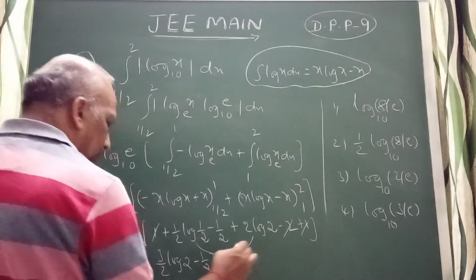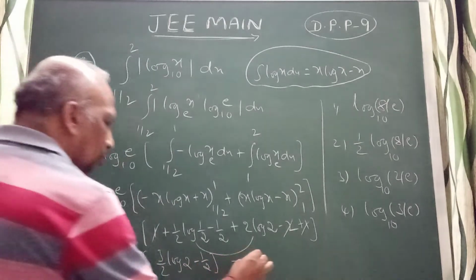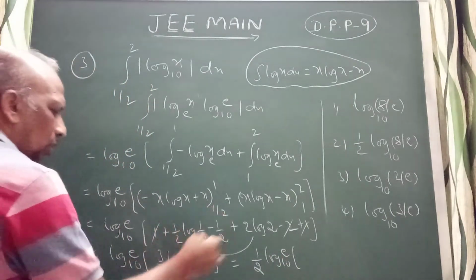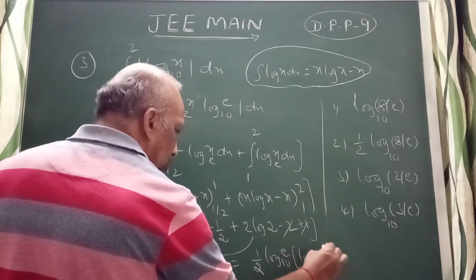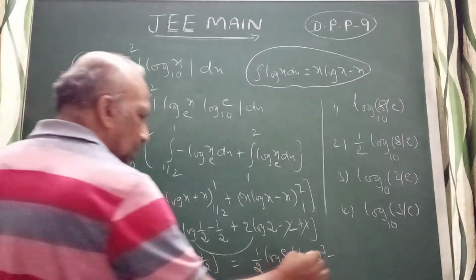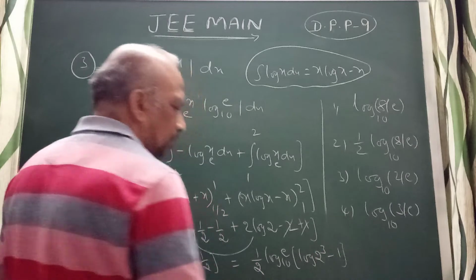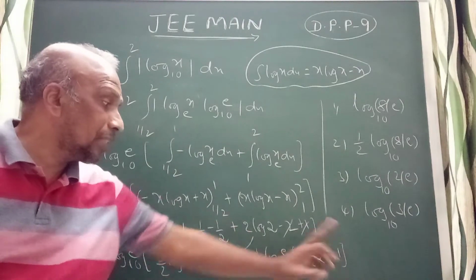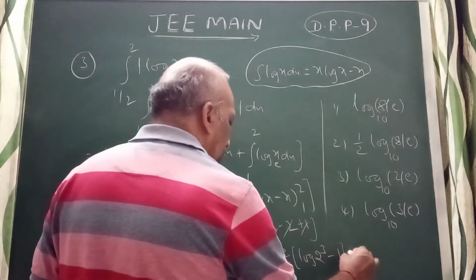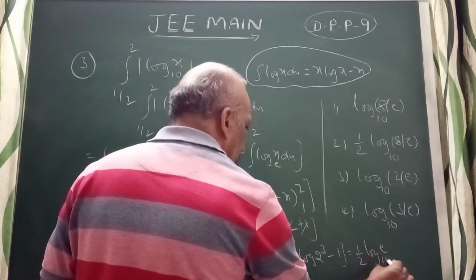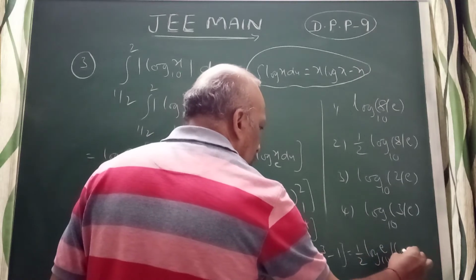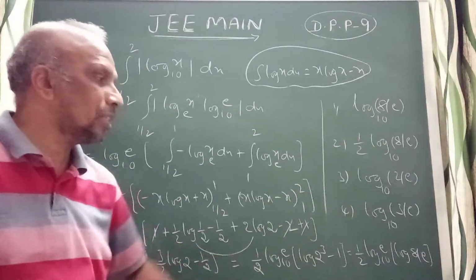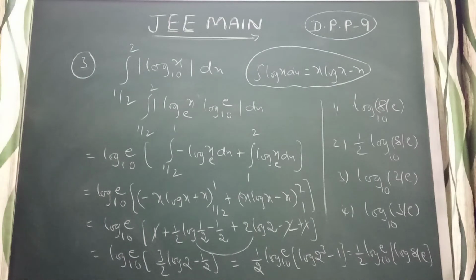So I can write this one, taking 1 by 2 common: 1 by 2 log e base 10 times 3 log 2, which is log 2 cube, minus 1. Since I have taken 1 by 2 common, the 1 remains. I can write log 2 cube as log 8, and 1 as log e base e. So you can see here 1 by 2 log e base 10 times log of 8 by e, because 1 is log e base e.